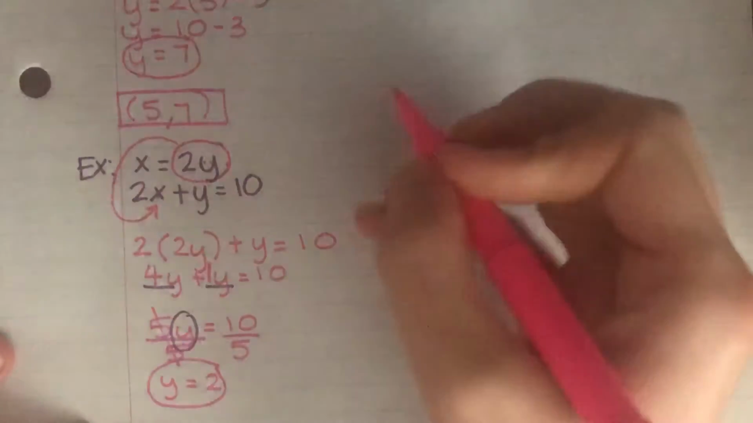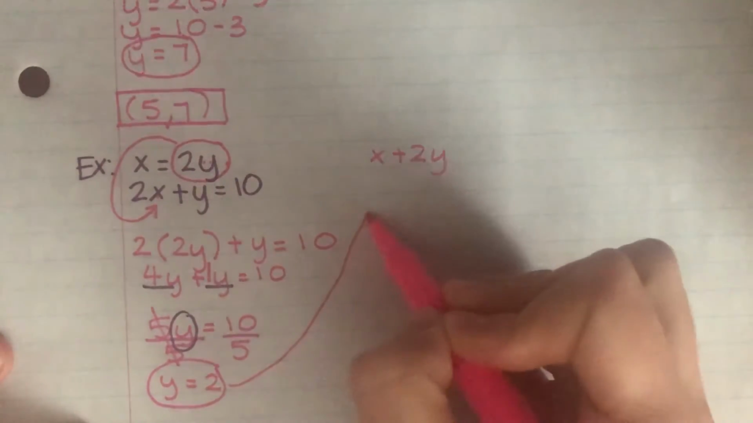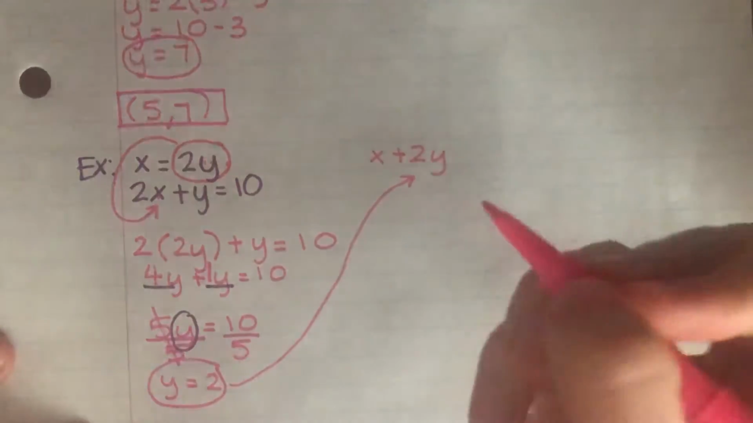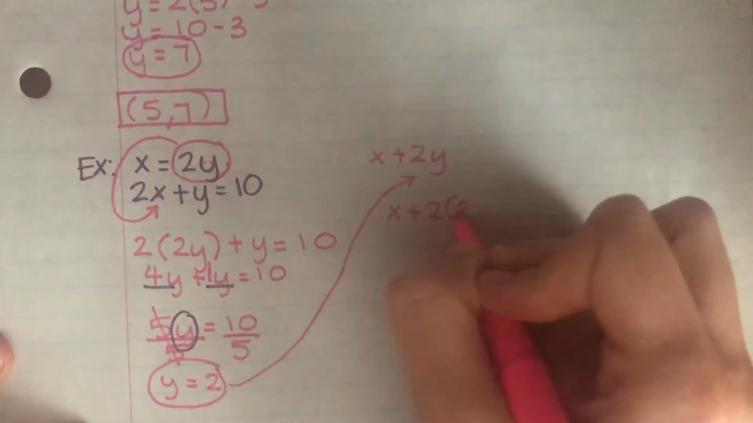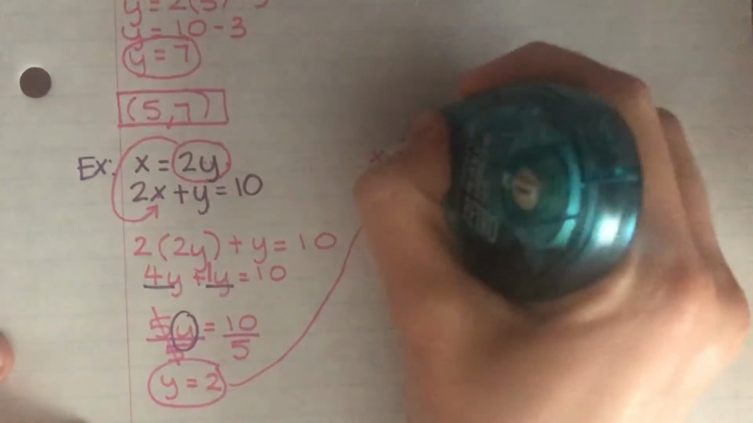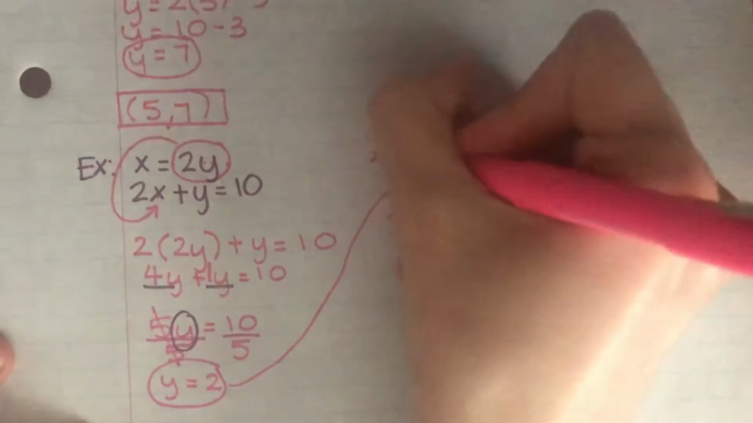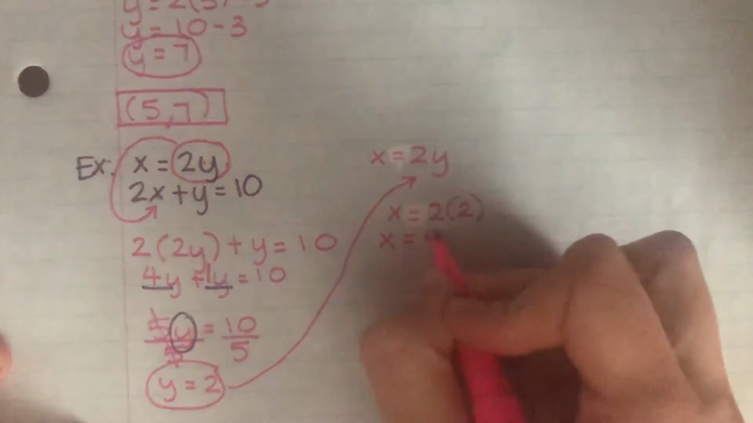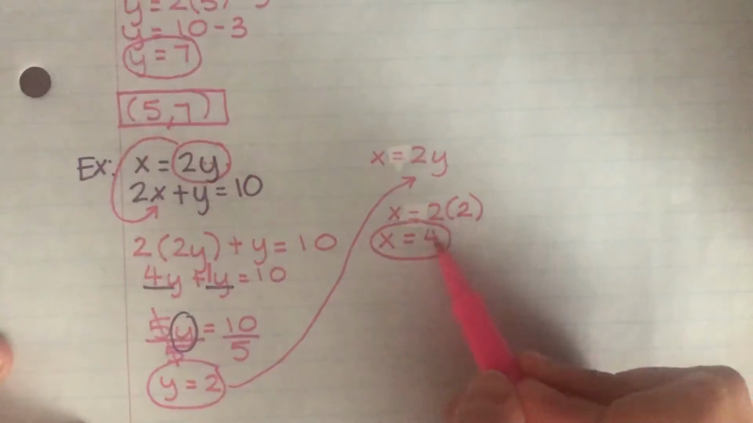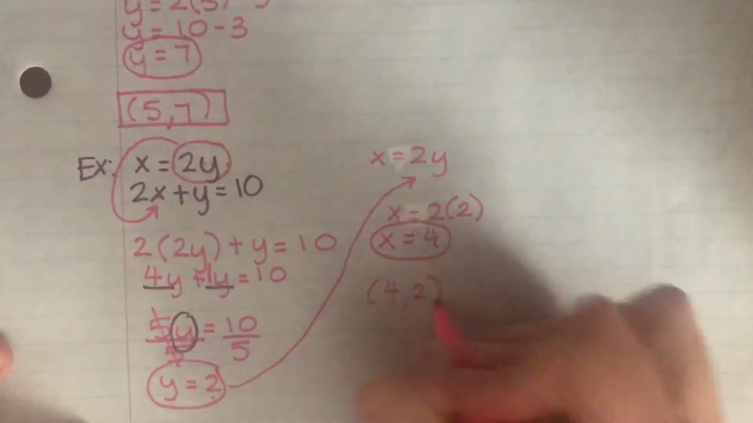So here we have x equals 2y, and we're substituting 2 in for y. So we're substituting x equals 2 times 2. So this is x equals 4. And so now we have the value for both of our variables, so we can write this as an ordered pair. So this is 4 and 2.